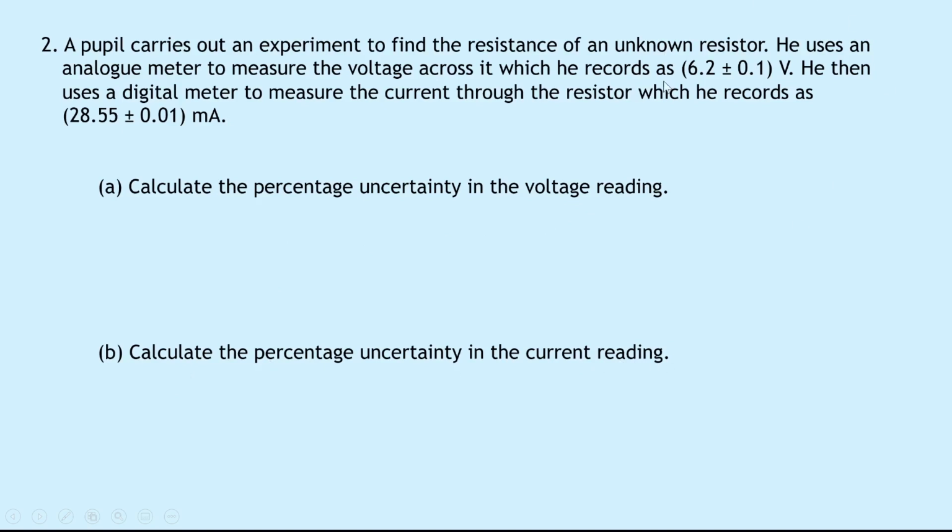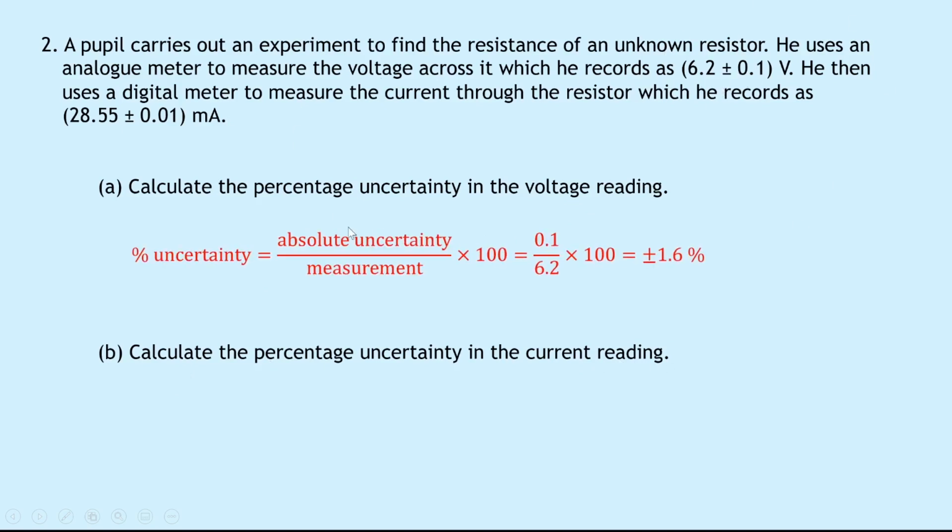So looking at the voltage reading first of all, to get our percentage uncertainty we need to do the absolute uncertainty over the measurement times 100. So that will be 0.1 divided by 6.2 times 100 gives us plus or minus 1.6%.